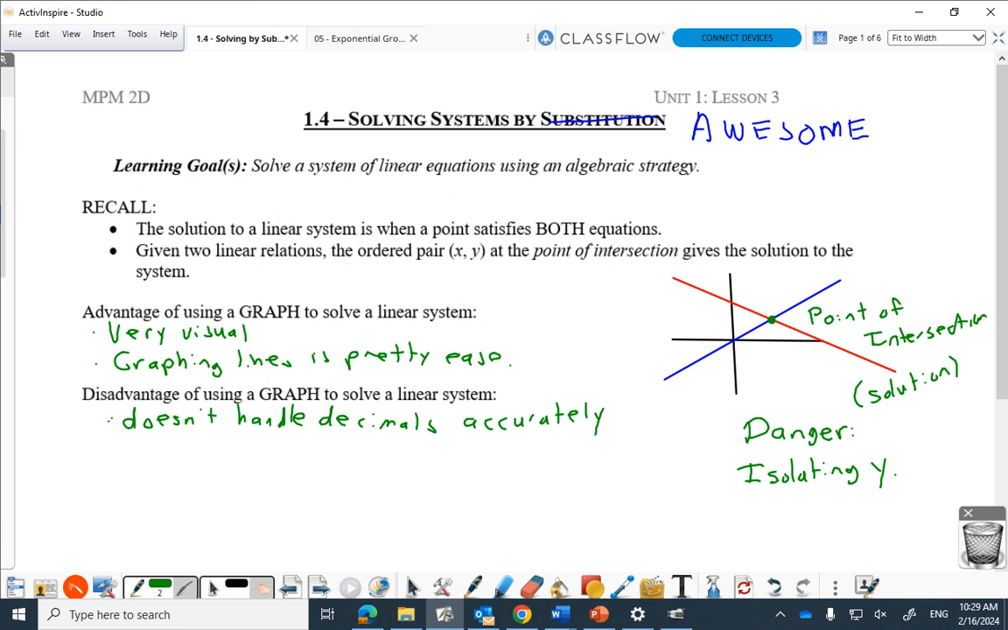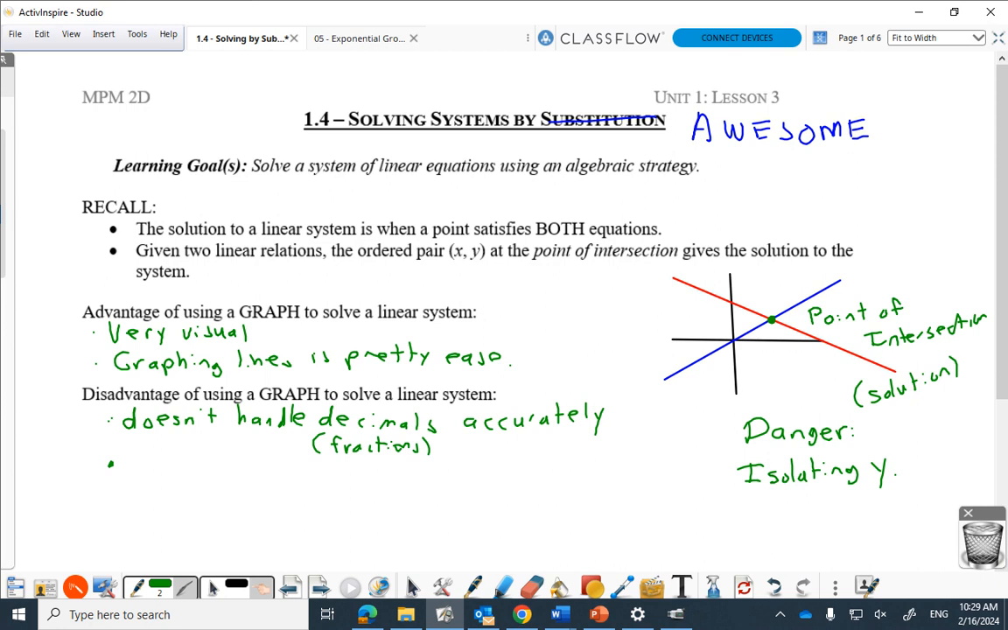What other types of numbers are going to be a major league challenge if we encounter them? Fractions as well, yes. So I'll put under here decimals or fractions are going to be a challenge. So one more type of number that graphing is not going to deal with well.